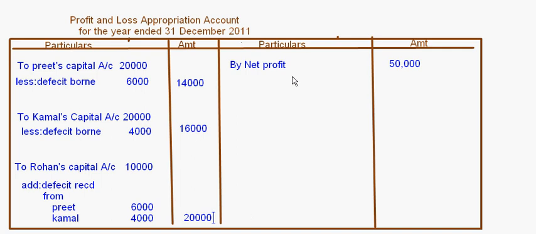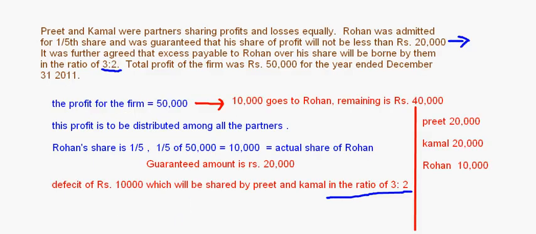Okay, now if you look at the total of both the sides, the total of both the sides will tally now. This is 50,000 on the credit side and this is 14,000 plus 16,000, that is 30,000 plus 20,000, which is equal to 50,000. Okay, so this is how this question is to be solved, right?